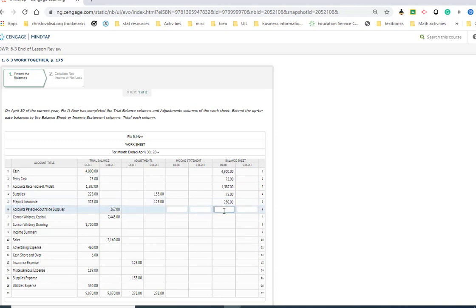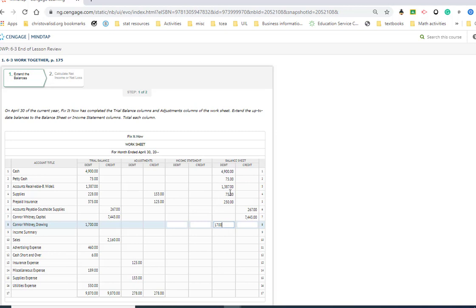Then we're going to go ahead and slide over our accounts payable, but that's going to be as a credit, and that's $267. And we're also going to slide over our capital account, which was $7,443. And then we are going to slide over our drawing account, which we paid ourselves over this time, $1,700.